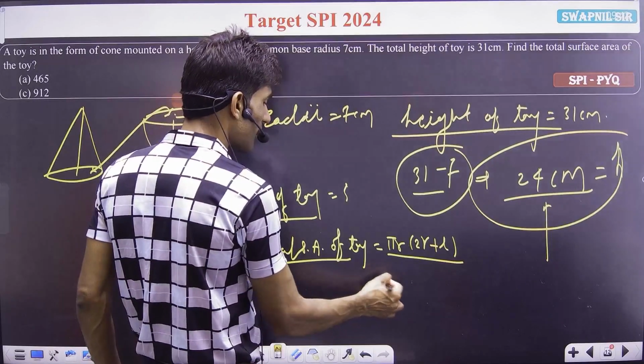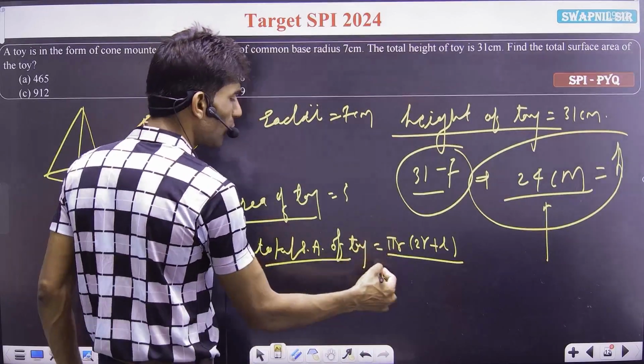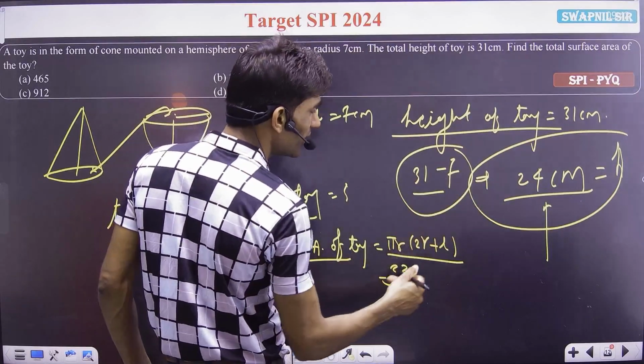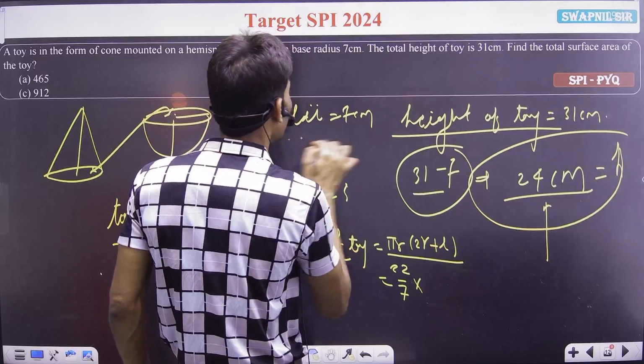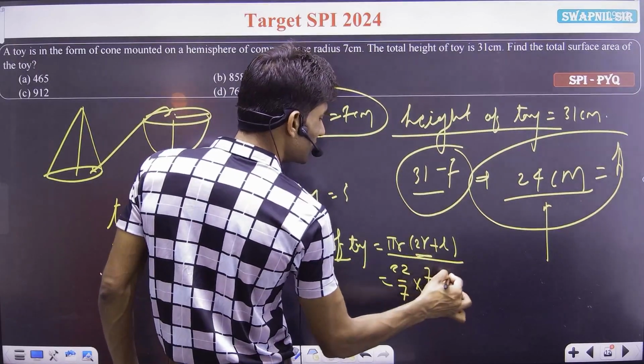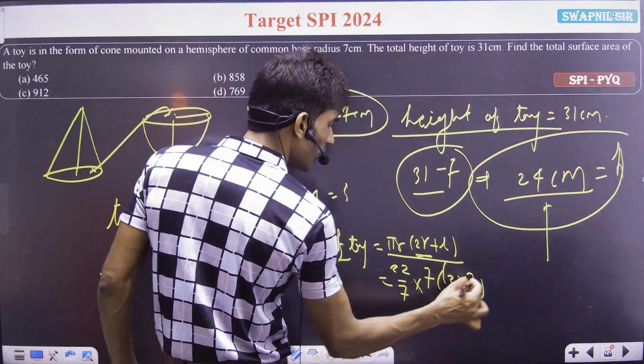What is the value of pi? We write 22 by 7. The radius we have here is 7 centimeter given. Multiplied by 2r, 2 times 7 we have here, plus L.